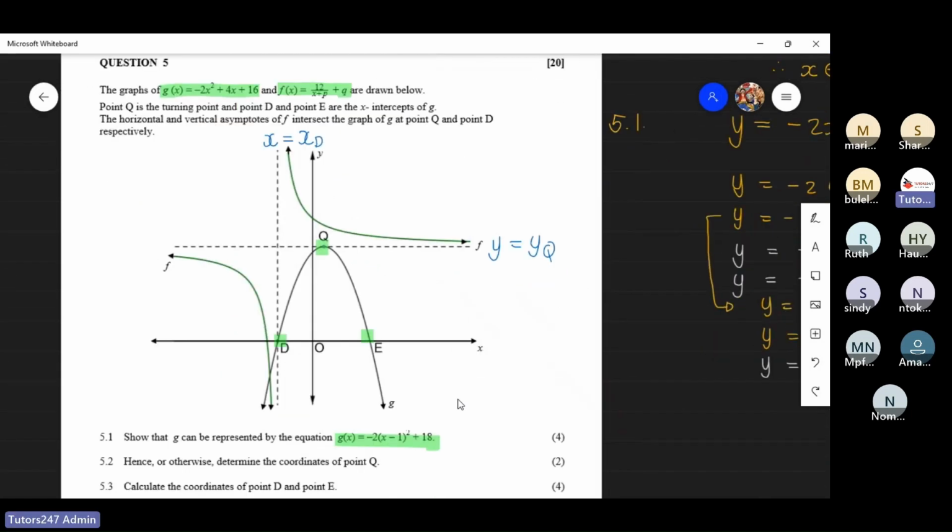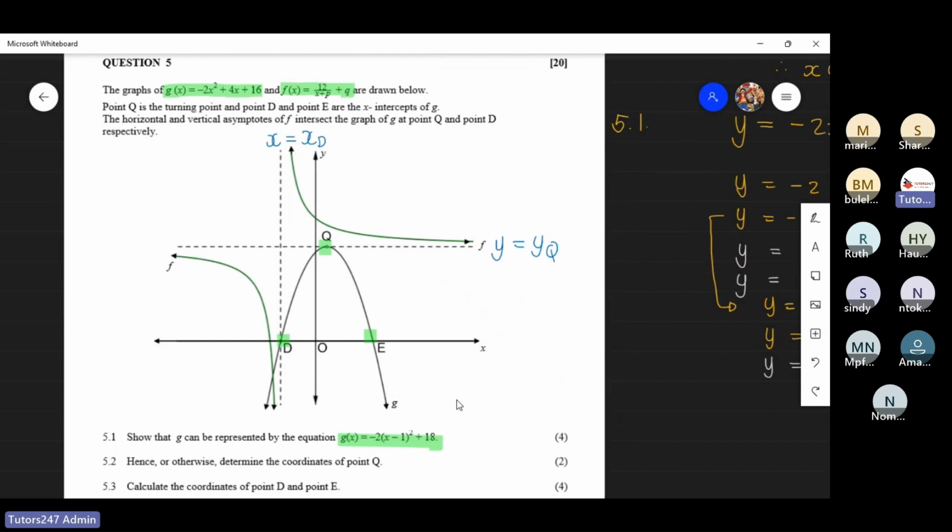So our next question, we have 5.2, hence or otherwise determine the coordinates of Q. Something that's important is the use of the word hence. Whenever the word hence is used, always take note that it's a continuation word, meaning that you are most likely going to use the information or the answer that was calculated in the previous question. So we are going to use the answer from question 5.1 to calculate question 5.2.